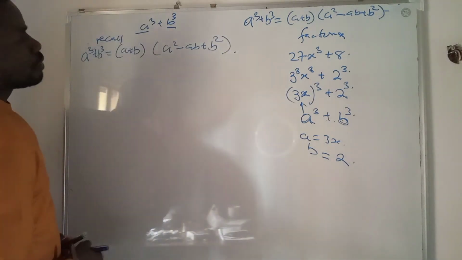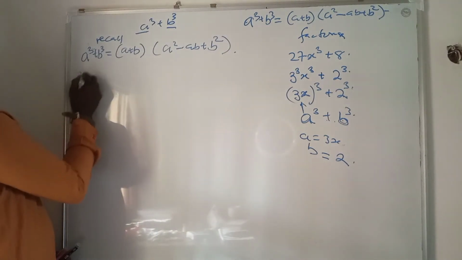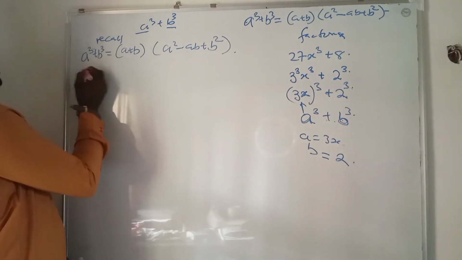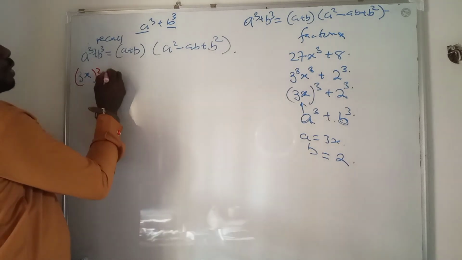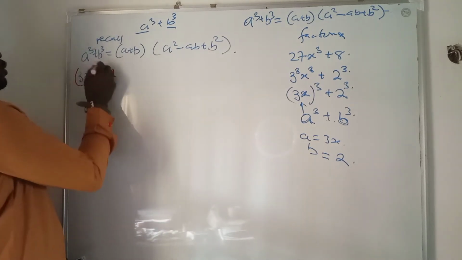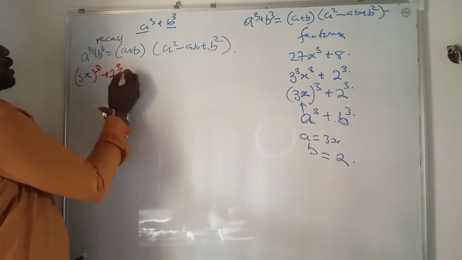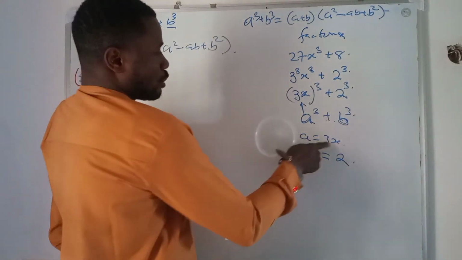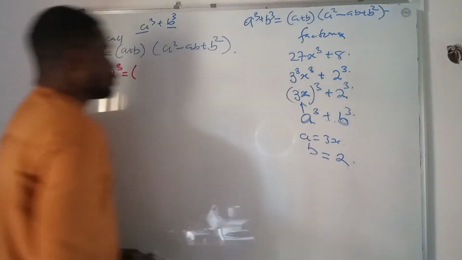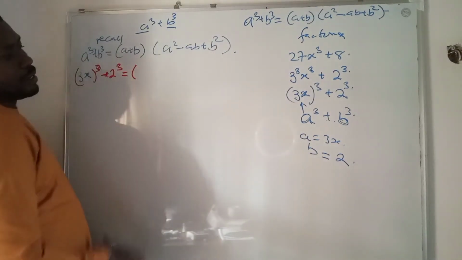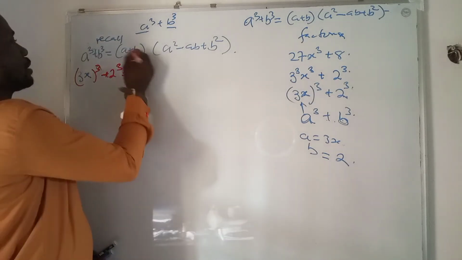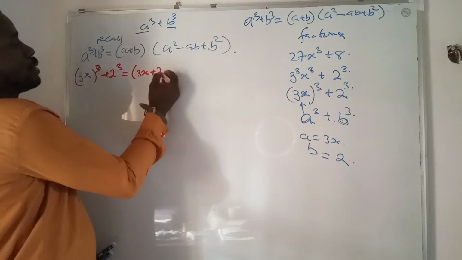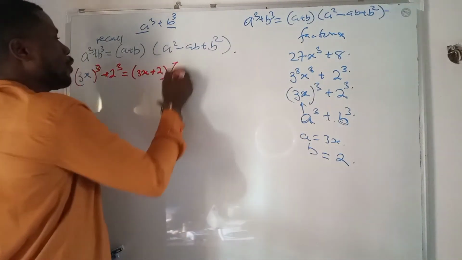Now, from our question, we have 3x cubed plus 2 cubed is equal to. Now, we have said that our a is 3x and the b is 2. It means we have to substitute. In place of a, the value is 3x. We have 3x plus b, the value is 2. We saw it to be 2. We open the other bracket.